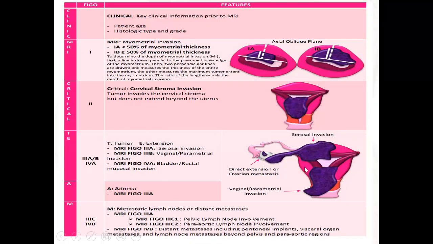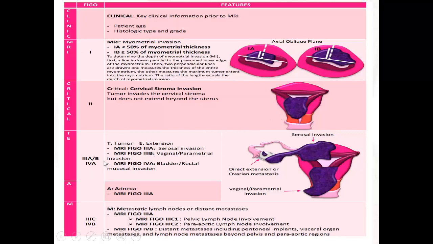In order to stage the case, we have to look for myometrial invasion. If it is less than 50% of the myometrial thickness, it is 1A. If it is more than 50%, it is 1B, as in our case here. If it invades the cervical stroma, and we see that it is invasion of the cervical stroma and not the mass protruding in the cervical canal. If the mass is just protruding in the cervical canal, then it is still stage 1. But if it infiltrates the cervical stroma, then it is stage 2.